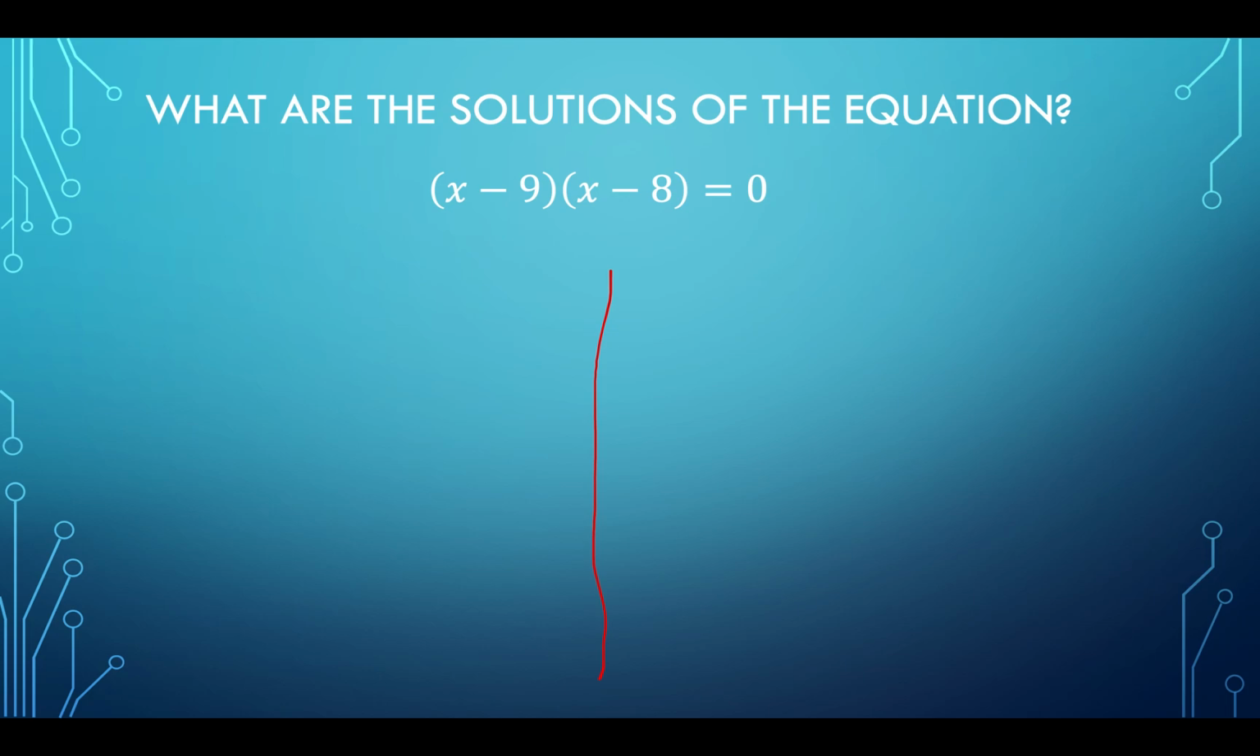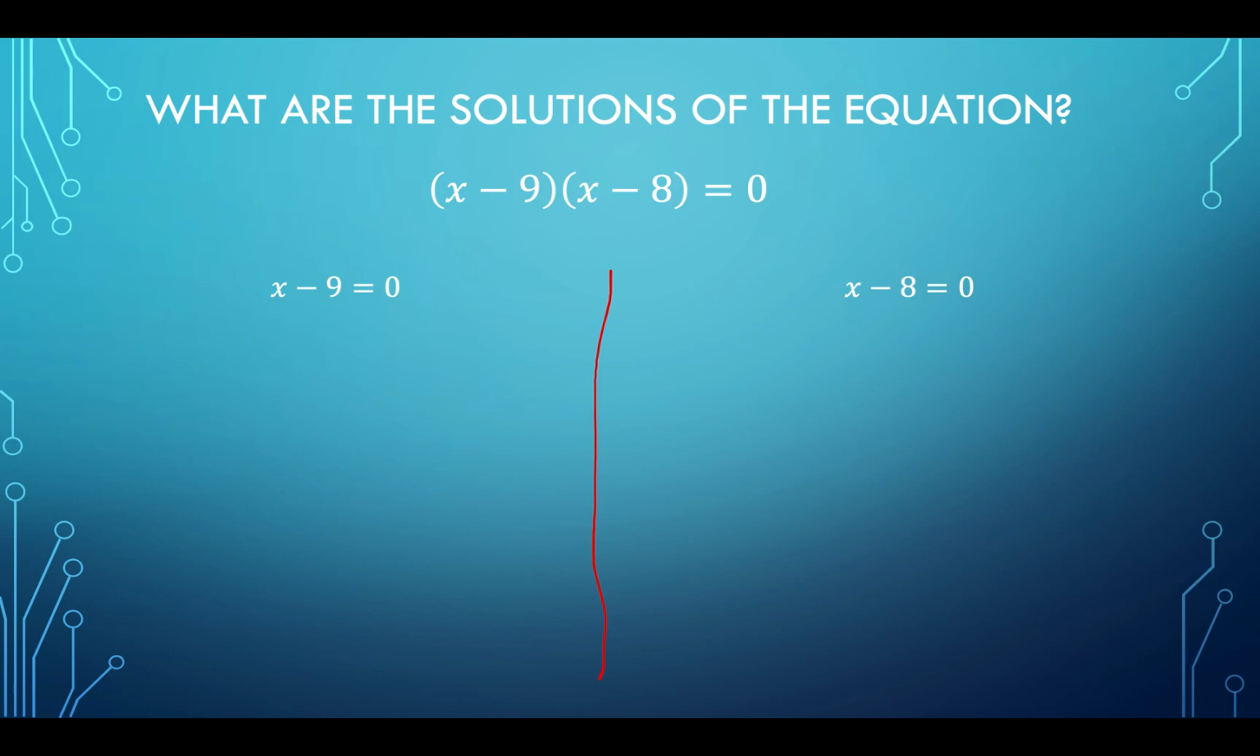And lastly, we have x minus 9 times x minus 8 is equal to 0. Set the first one, x minus 9 is equal to 0, and then do the second, x minus 8 is equal to 0. And now we work one problem at a time.